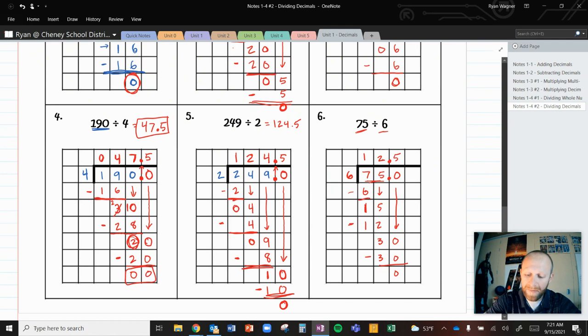Now we drop down our 5. How many times can 6 go into 15? That's only twice because we don't want to go over 15. So we subtract 15 minus 12. We get 3. And then we're done with our numbers. So we have to make our decimal. We bring it straight up into our answer. And then we put our 0 as our placeholder. We drop down our 0. We get 30. How many times can 6 go into 30? That's 5 times. We subtract 30, and we end up with 0. So our answer for number 6 is 12.5.